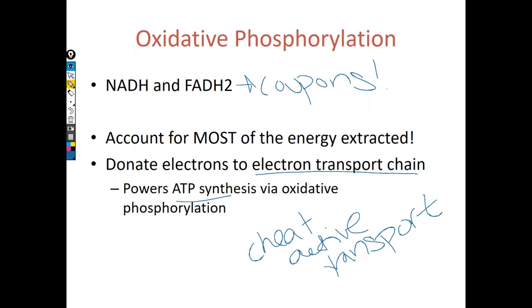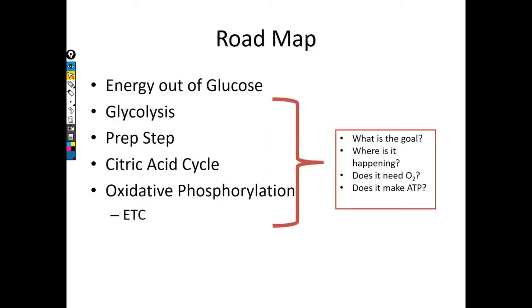Still with me? So it's time to turn in those coupons. The first step of this is that ETC, electron transport chain, aka we're going to use our coupons. The first step of this is where 90% of the work happens. The second step is where the ATP comes in.